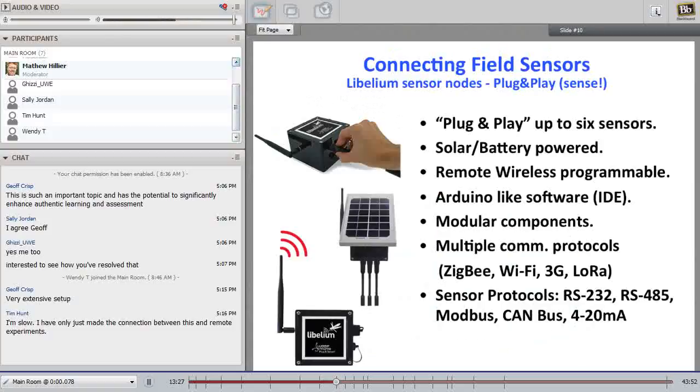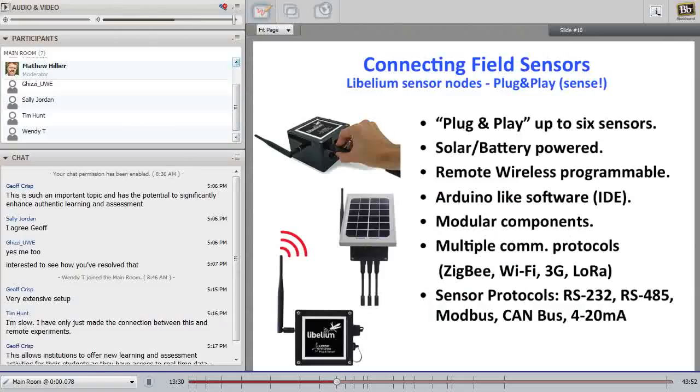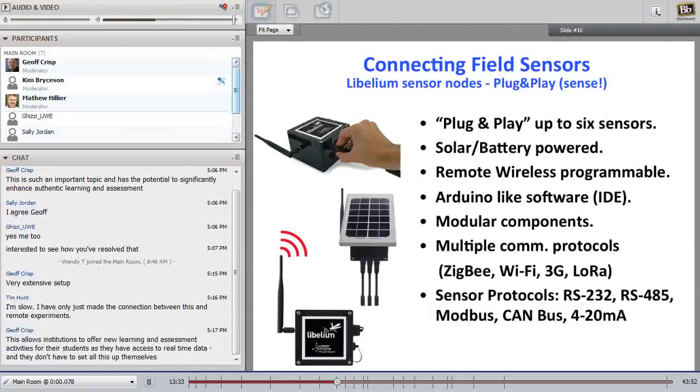Each little unit that you can put up, as you can see roughly the size here, is a hand in the box, plug and play, up to 6 sensors per box. They're solar and battery powered, remote wireless programmable, because the box is essentially a computer. Arduino-like software. Modular components, again plug and play: take out what you want, remove, change. Because you've got a modular mesh network, you can take out components without it affecting the rest of the network, because it all flows in. Multiple communication protocols, Zigbee, Wi-Fi, 3G, and various different sensor protocols that you can see there, so that you can plug in the data into whatever you wish. It's a really nice system.